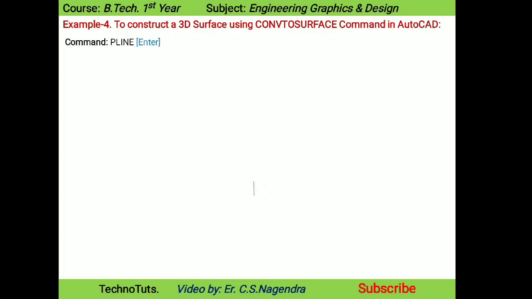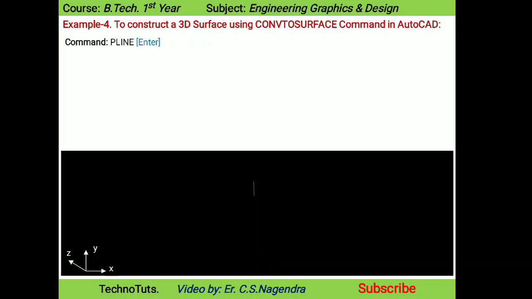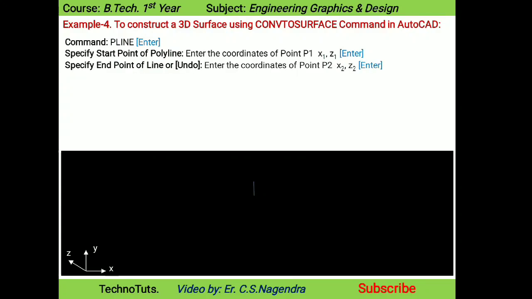Okay. Let us see example number 4. To construct a 3D surface using convert to surface command in AutoCAD, at the command prompt type P-line and press enter key. Now the computer will ask you to specify start point of P-line or polyline. Enter the coordinates of point number P1 and press enter key. Point number P1 will be visible on the screen. Now the computer will ask you to specify the end point of the line. So type the values of the coordinates of point number P2 and press enter key.